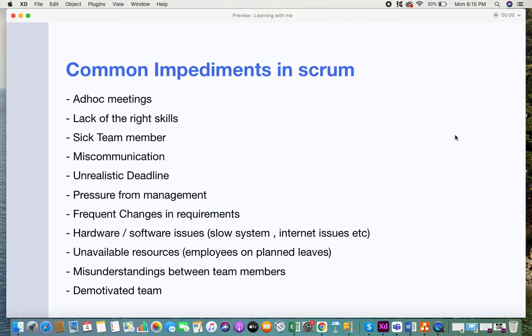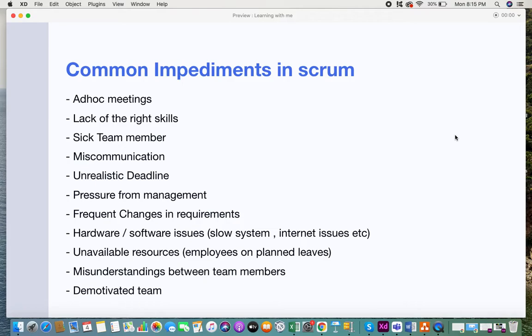The next one is hardware or software issues. The next common one can be slow systems, internet issues, etc., that can prevent people from being able to complete their tasks at the right time. The next one is unavailable resources.